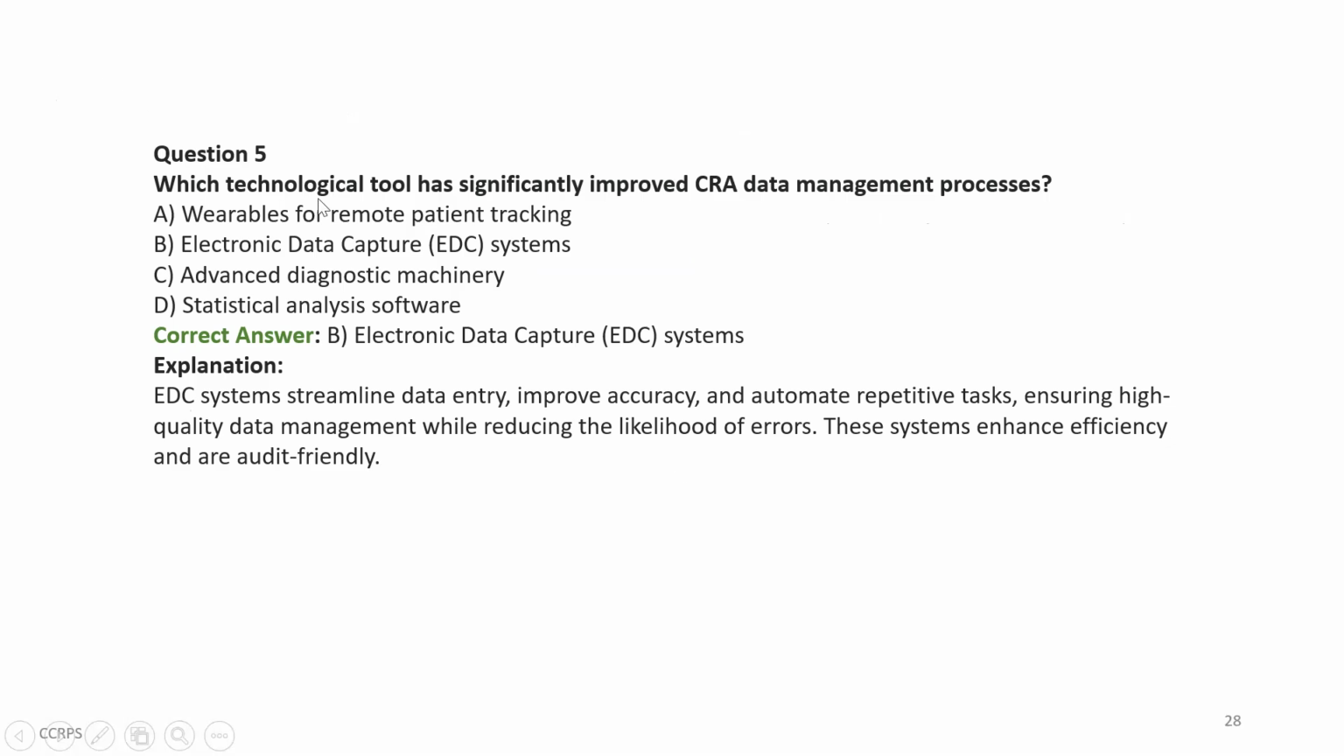Question 5. Which technological tool has significantly improved CRA data management processes? Would be B, electronic data capture EDC systems, the electronic case report form systems, eCRF systems. B, as EDC systems streamline data entry, improve accuracy, and automate repetitive tasks, ensuring high quality data management while reducing the likelihood of errors. These systems enhance efficiency and are audit friendly.